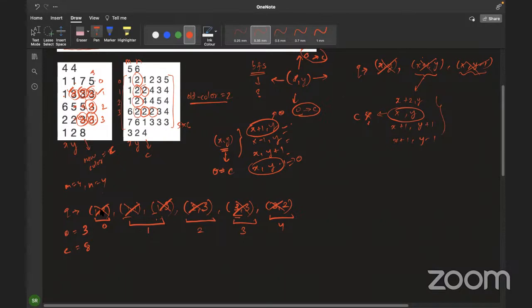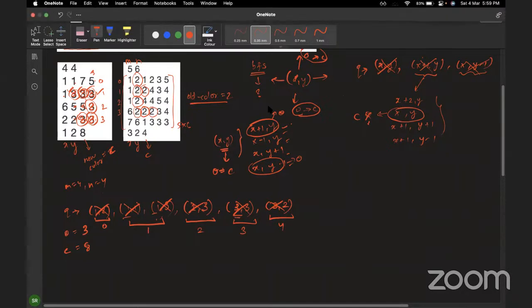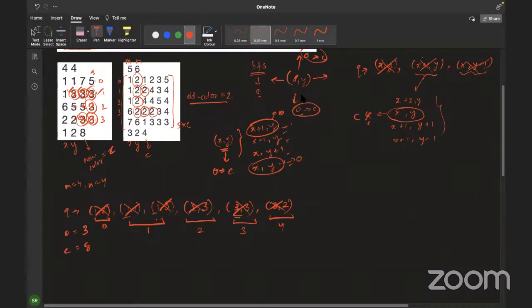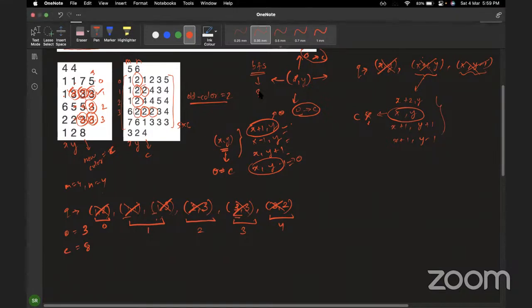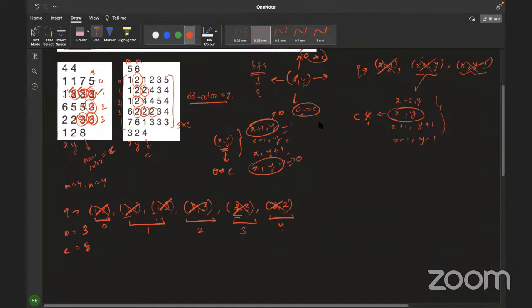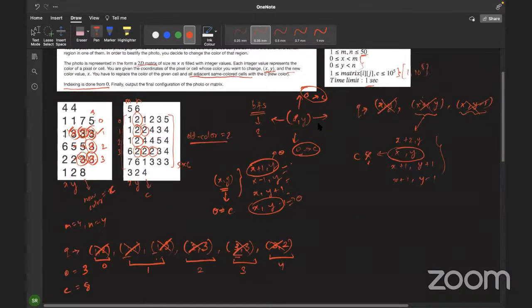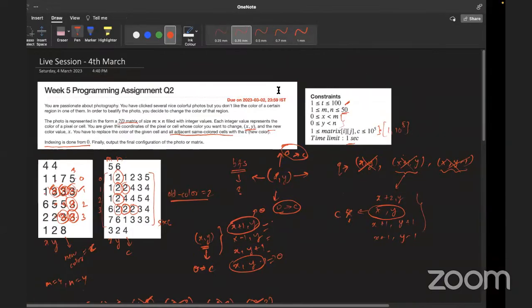I hope this algorithm is clear. We have dry run on this case. And at this point, if anyone has questions, please feel free to ask. And we can then start looking over the code solution for this. All right, so I guess there aren't any doubts. Now, let's just look at the code solution.